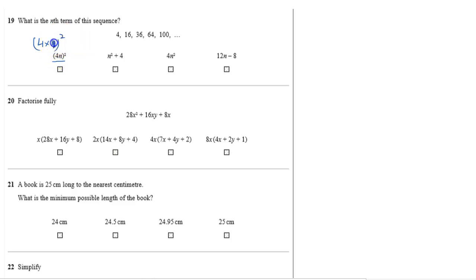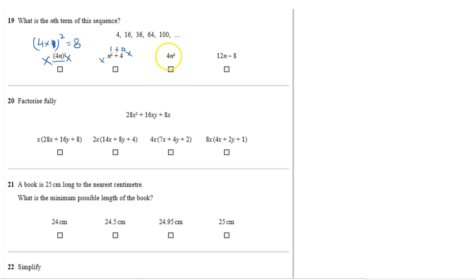Put n is equal to 1. 4 multiply 1 is 4. And 4 square is 8. So this cannot be the answer. If n is 1, n square is 1 plus 4, that is 5. This cannot be the answer. So these two, they are not the answers.